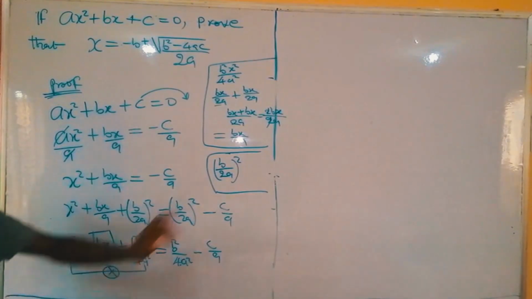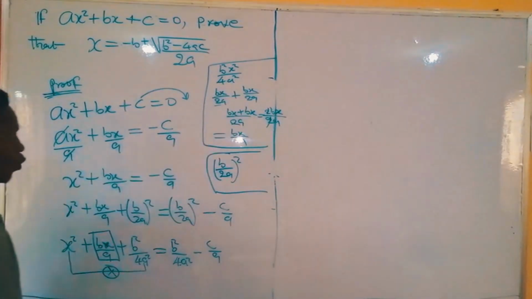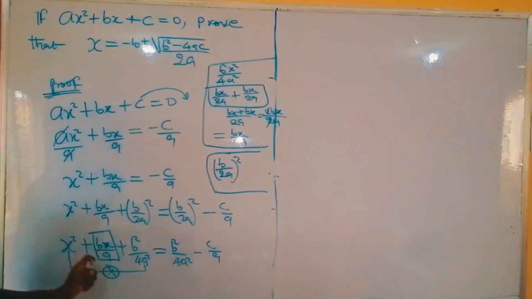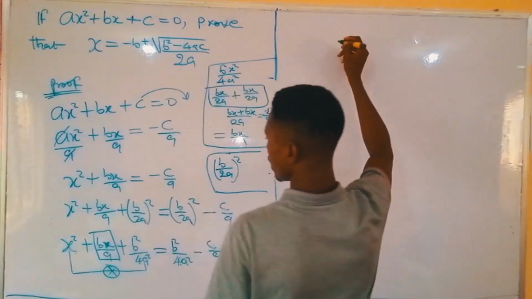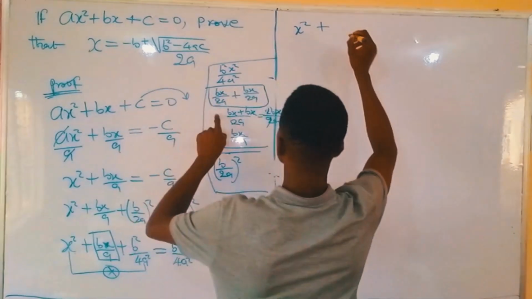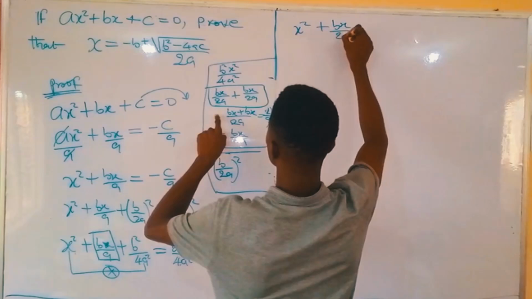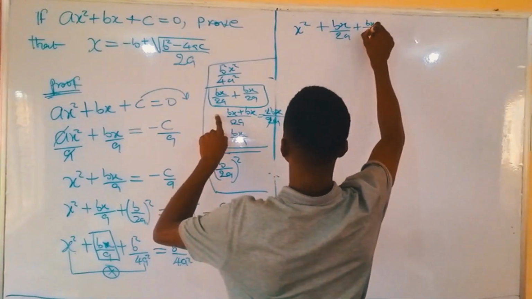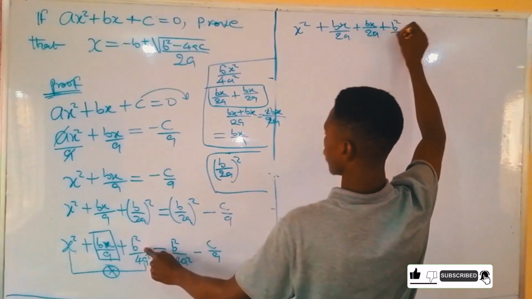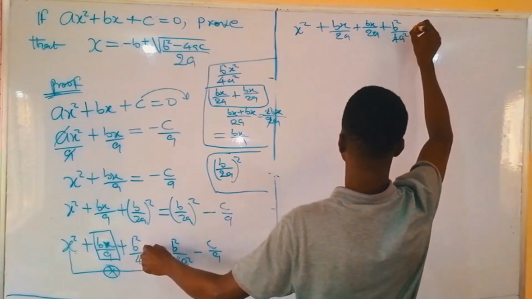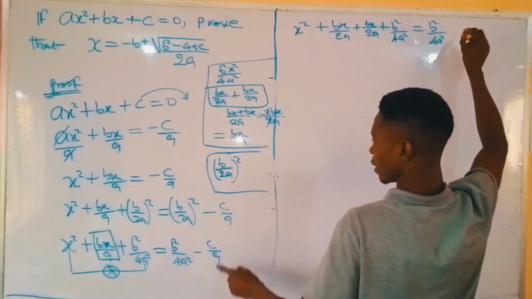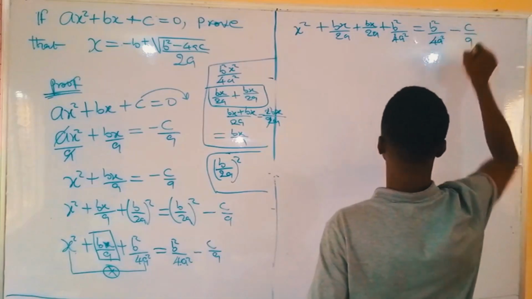If this is the case, it means this is a factor. So we are going to replace this in the equation for bx over a. Doing that on this side, we now have x squared plus, instead of bx over a, we put bx over 2a plus bx over 2a, plus b squared over 4a squared equals b squared over 4a squared minus c over a.